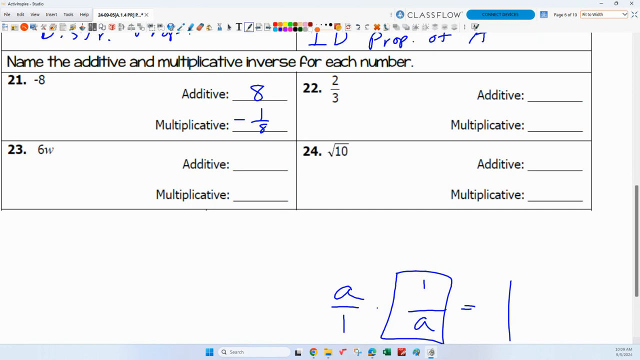How about 2/3? What's the additive inverse? What's the multiplicative inverse? You got it. No big deal, right? No big deal.